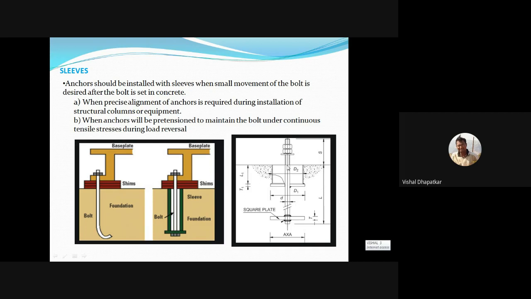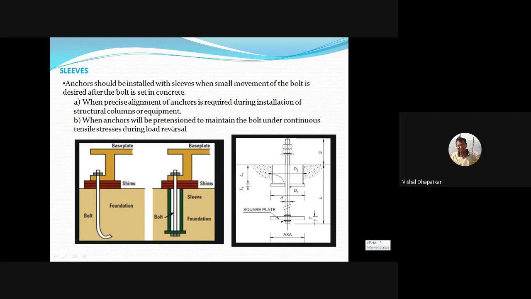These anchors are installed during the construction. So sometimes it happens that there could be a slight mismatch in the dimensions between the bolt hole locations in the base plate and the location of anchors. So in order to make the adjustment at the site, these anchors are provided with the sleeves so that they can slightly shift these anchors, right? So that is the first purpose of the sleeve.